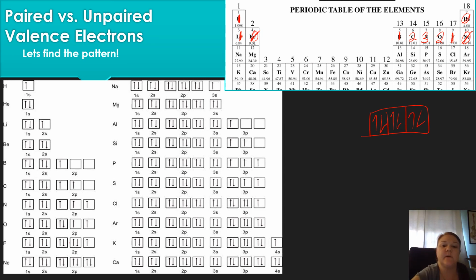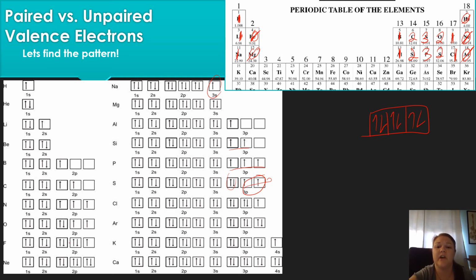So let's keep going. Sodium has 1 unpaired electron, that 3s orbital. Magnesium doesn't have any. Aluminum has 1. Silicon has 2. Phosphorus has 3. Sulfur is down to 2 because the other one got paired. Chlorine has just 1, and argon, our noble gas, has 0.